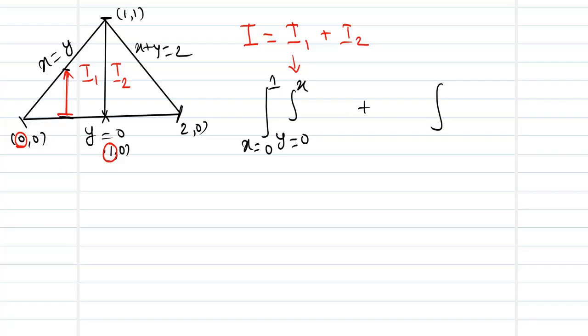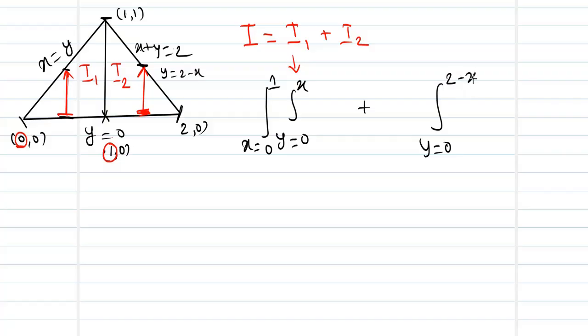In the direction of y in your region I2. So how to fix the limits? Draw a line parallel to your y-axis. Now you get your limits fixed from bottom to top as we move. The bottom line is y equal to 0, and the top line is x plus y equal to 2. So y will be equal to 2 minus x.